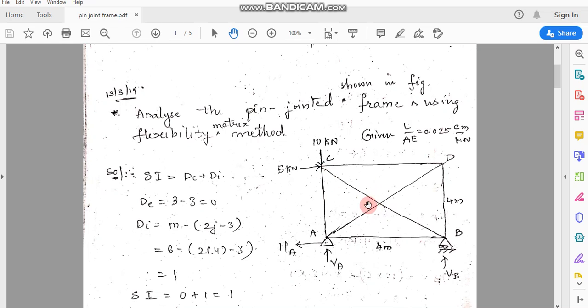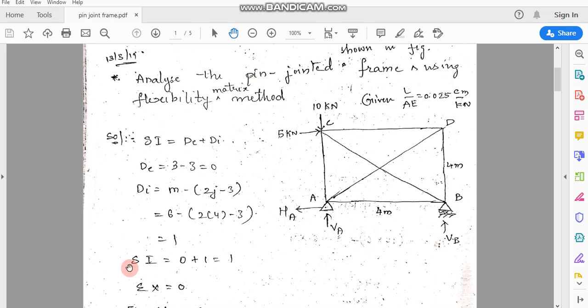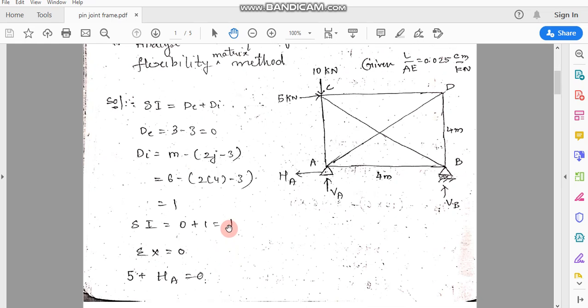And please make sure that this is not a joint. This is one member and this is another member. So we have only 4 joints. So 2 into 4 minus 3 will be equal to 5, and 6 minus 5 is 1. So the total static indeterminacy is SI equal to 0 plus 1. The external is 0, the internal is 1, so it is equal to 1.